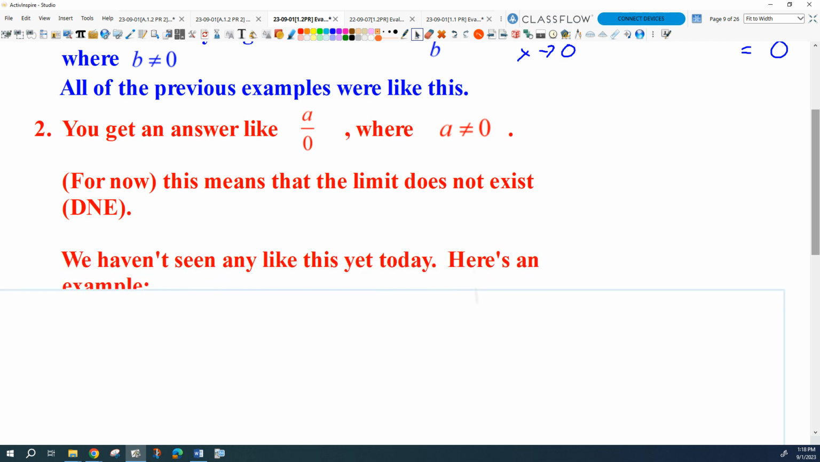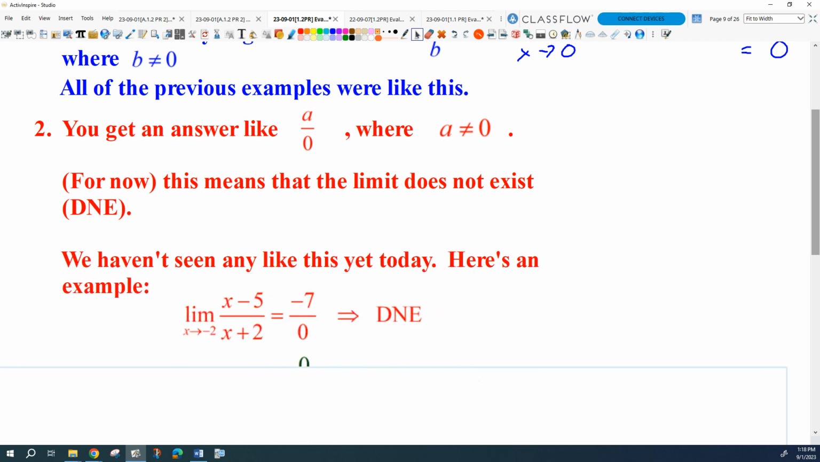Here's an example. We haven't seen any like this yet, but what if you had the limit of x minus 5 over x plus 2 as x approaches negative 2? That's going to give you negative 7 on the top and 0 on the bottom. Explodes. No limit. As we're going to see later, that rational function has a vertical asymptote. So we know limits don't exist at vertical asymptotes. But we don't have to think about that. We just know if we fit that pattern, it doesn't exist.